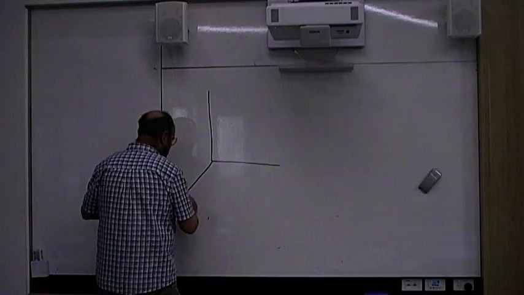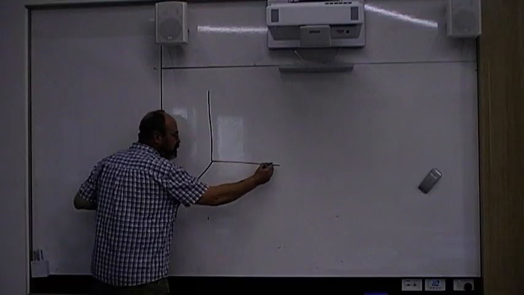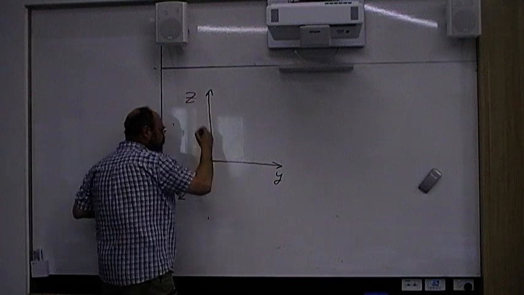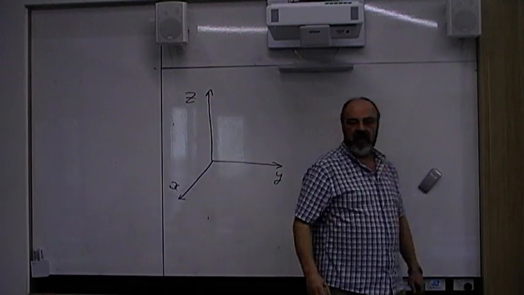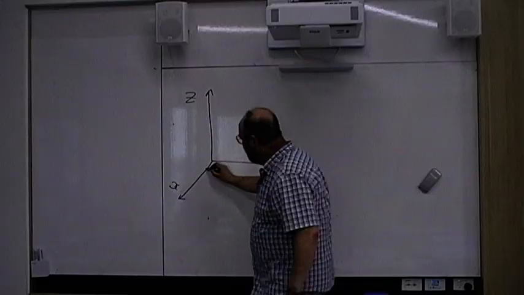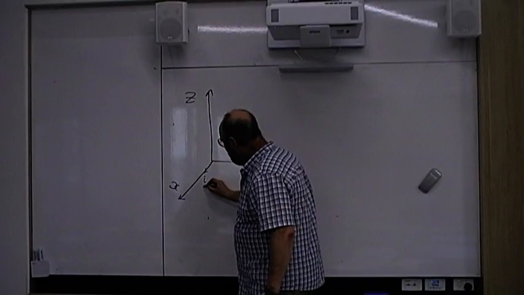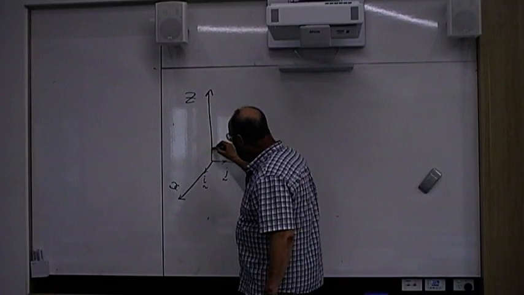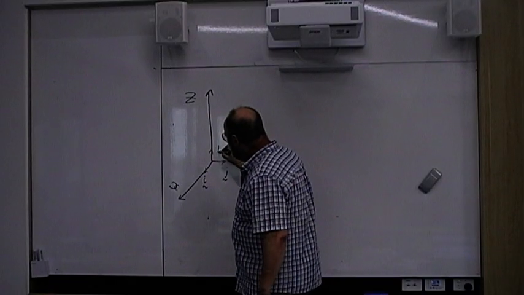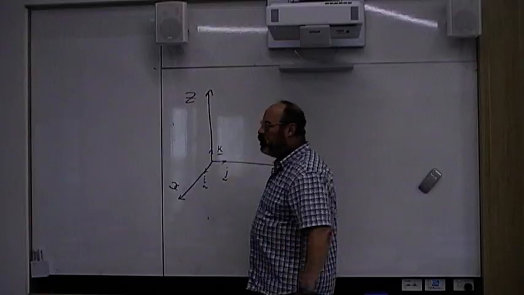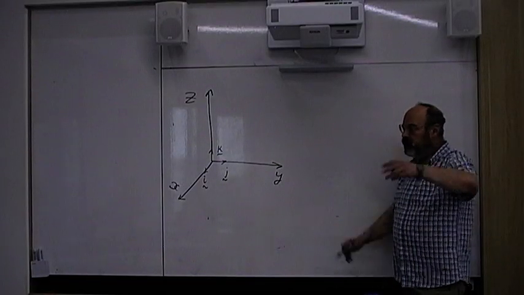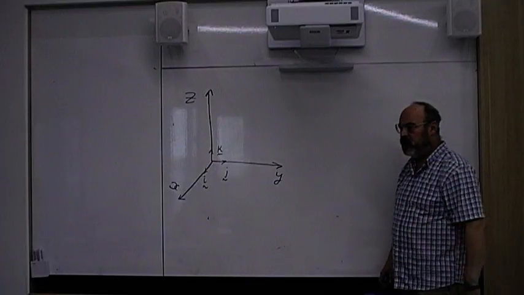So we have the x-axis, y-axis, and the z-axis. We already know that in the x direction we have unit vector i, in the y direction unit vector j, and in the z direction the unit vector k. These i, j, and k are always the same: i for x, j for y, k for z.